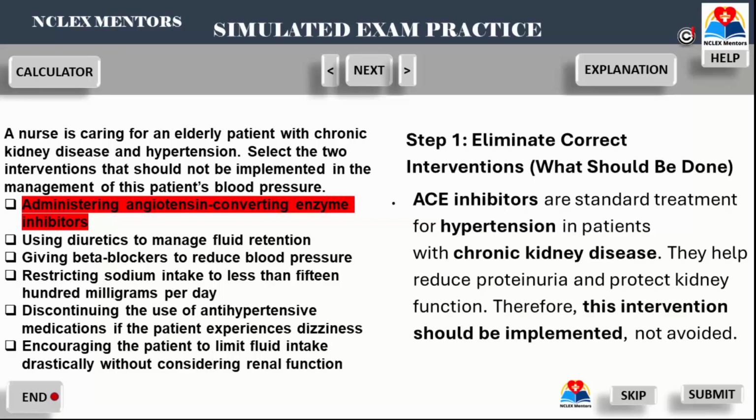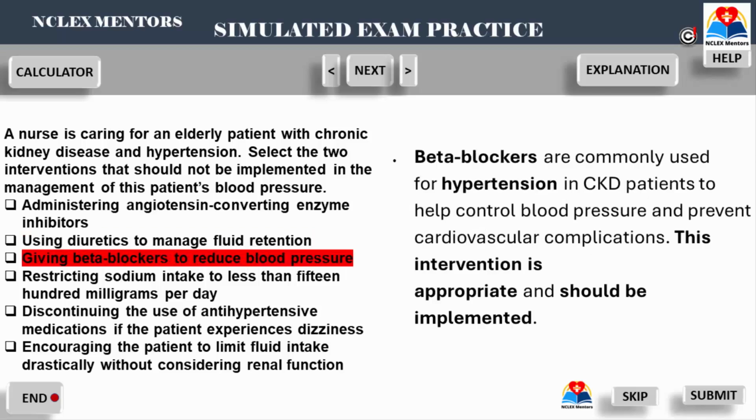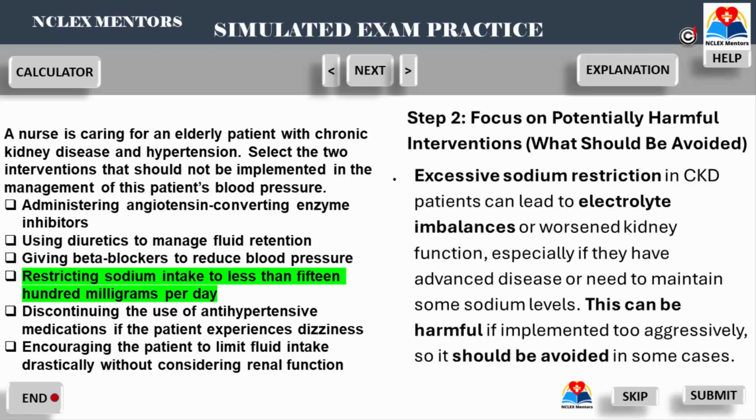Step-by-step analysis using the negative phrasing strategy. Step 1: Eliminate correct interventions. What should be done? Administering ACE inhibitors. These help protect kidney function and reduce protein loss. So this is a correct intervention. Eliminate it. Using diuretics to manage fluid retention. Diuretics help reduce swelling and control blood pressure. Again, this is an appropriate intervention. Eliminate it. Giving beta blockers. These are commonly used to prevent heart complications in CKD patients. Eliminate this one too.